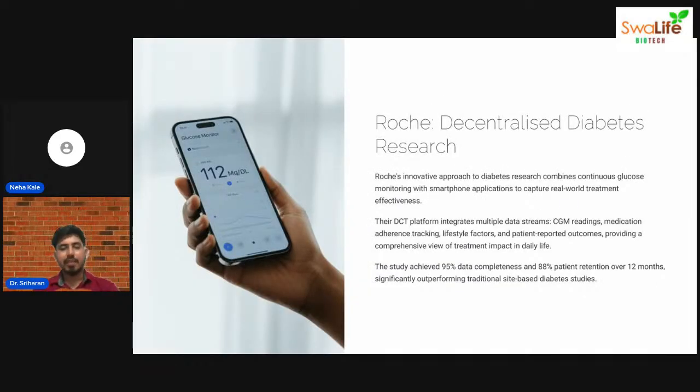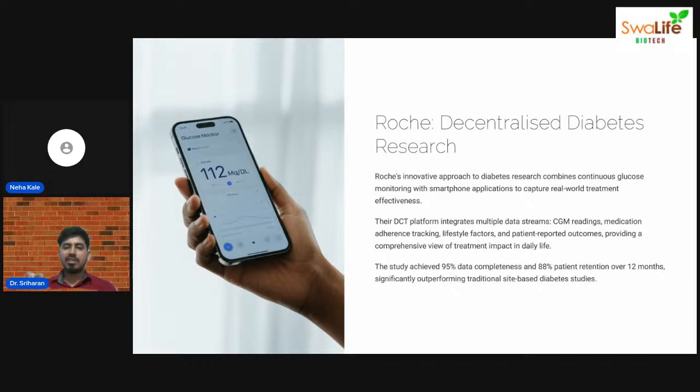Roche decentralized diabetes research. This trial is based upon diabetes. Before that, I'm saying diabetes patients have poor adherence. So this trial focuses upon their glucose control, glucose monitoring readings, medication adherence, lifestyle factors, and PRO.